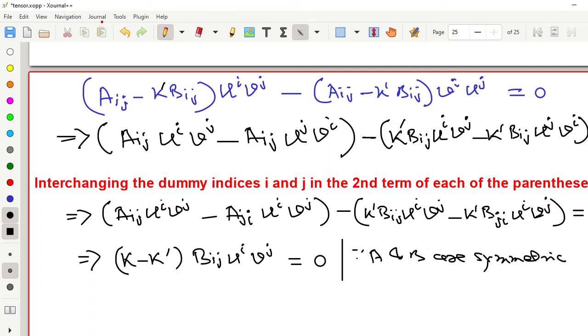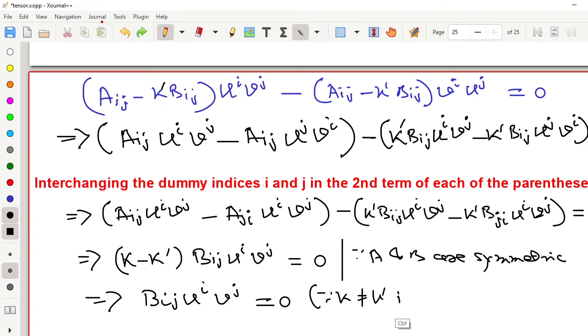So what you get from here is that (k minus k dash) b_ij u_i v_j equals 0. Why? Since k is not equal to k dash in general. The question does not say anywhere that k and k dash are equal, so if it is not stated, you have to assume that they are not equal. So if k is not equal to k dash, and this one is not equal to 0, then definitely this part will be equal to 0. That is what you have been able to prove.